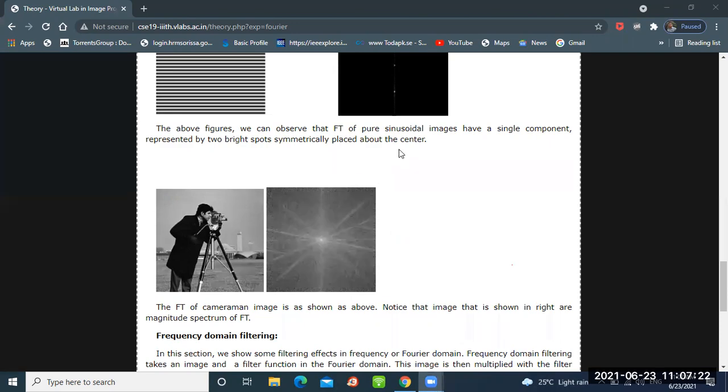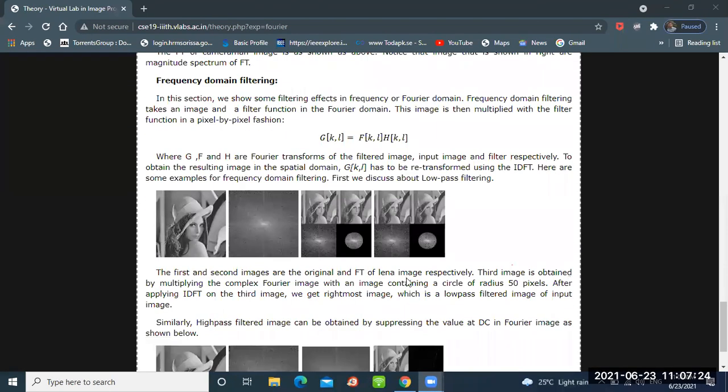Okay, so about frequency domain filtering. Now, there are certain properties that are associated. In this section, we show some filtering effects in the frequency or Fourier domain. In the Fourier domain, frequency domain filtering takes an image and a filter function in the Fourier domain, and this image is then multiplied with the filter function pixel by pixel.